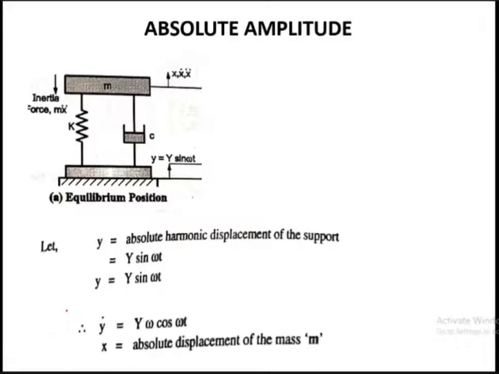So now what will be y dot? So y dot will be, take the derivative of this y with respect to time t. So y dot will be Y omega cos omega t, and what will be y double dot? Minus Y omega square sin omega t, right?